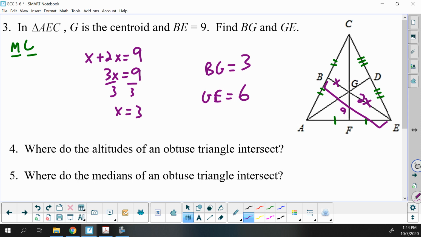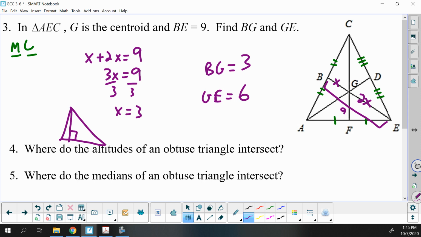Next one, where do altitudes of an obtuse triangle intersect? Well, the ones that change position are ones that involve right angles. An altitude is perpendicular with the opposite side, so it involves a right angle. So the position of the altitude's point of concurrency should change.